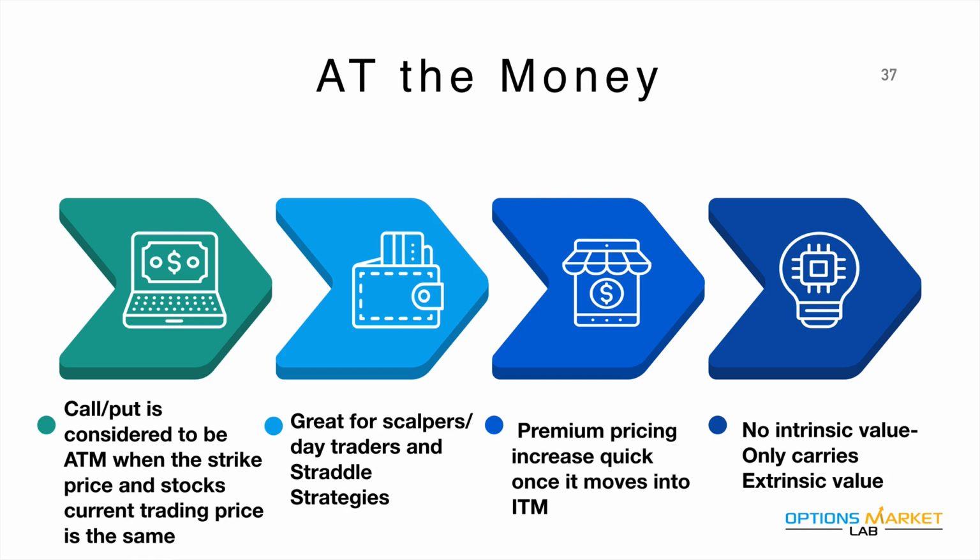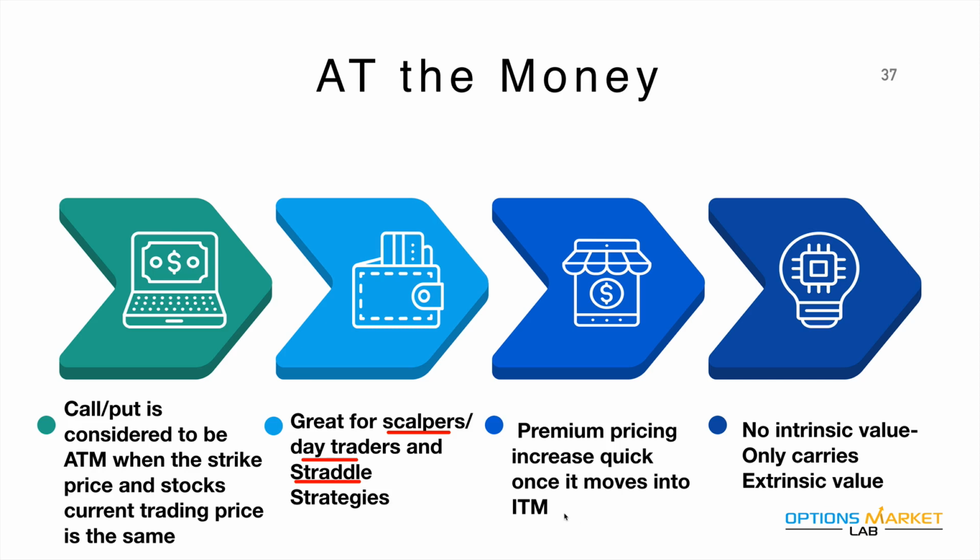Now, the next term is at the money. A call and put is considered to be at the money when the strike price and the stock's current trading price are the same. It might not be exactly the same, but it is usually around that price range. At the money is great for scalpers and day traders, and a lot of strategies such as straddles are traded at the money. Premium pricing increases quickly once it moves into the money.